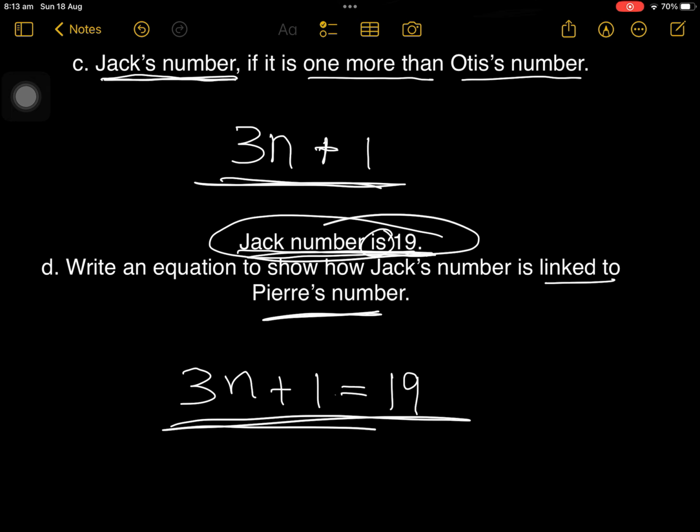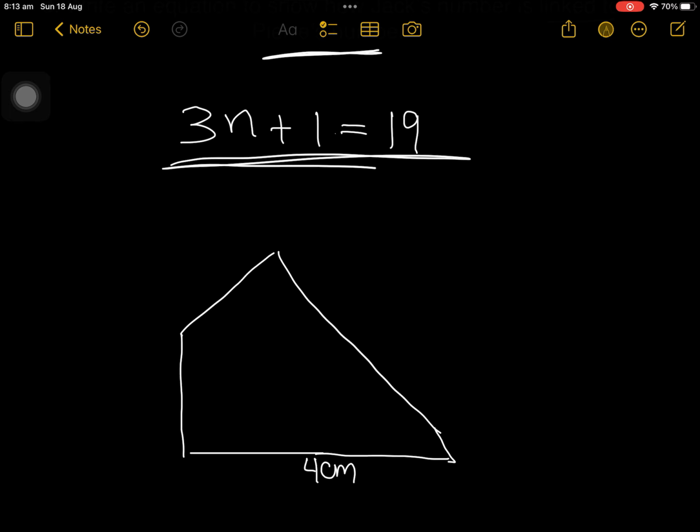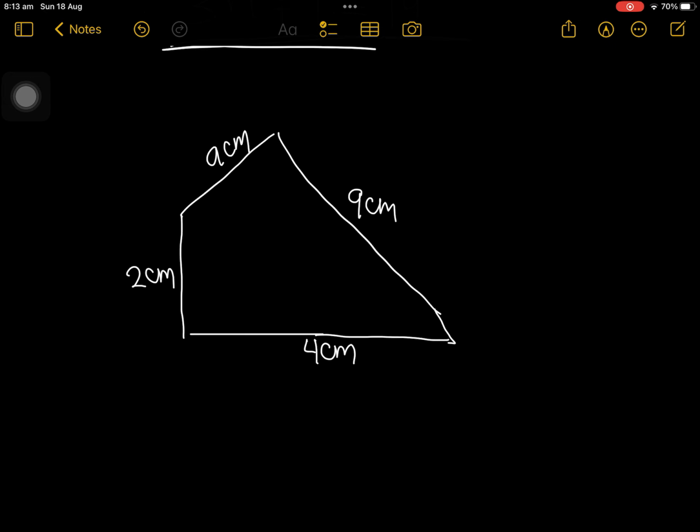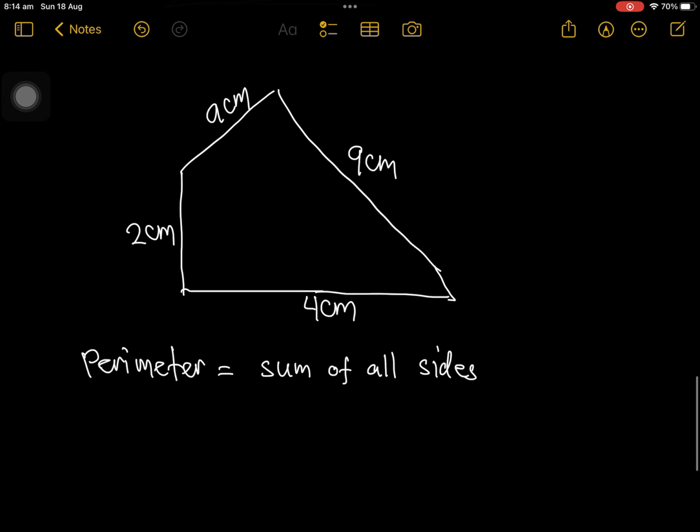Now, let's have more problem examples. For example, if you have this shape, let's say it is 4 cm, 9 cm, a cm, and then this is 2 cm. Form an expression for the perimeter. If you are looking for a perimeter, what will be your expression? We all know the perimeter is the sum of all sides. So all you have to do is add all the sides of the shape.